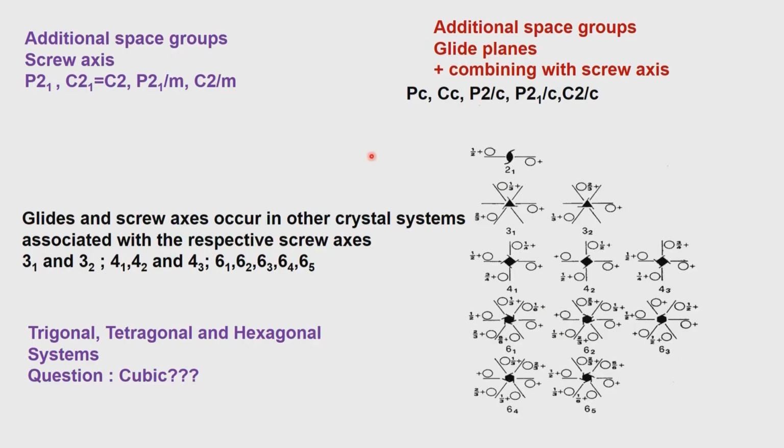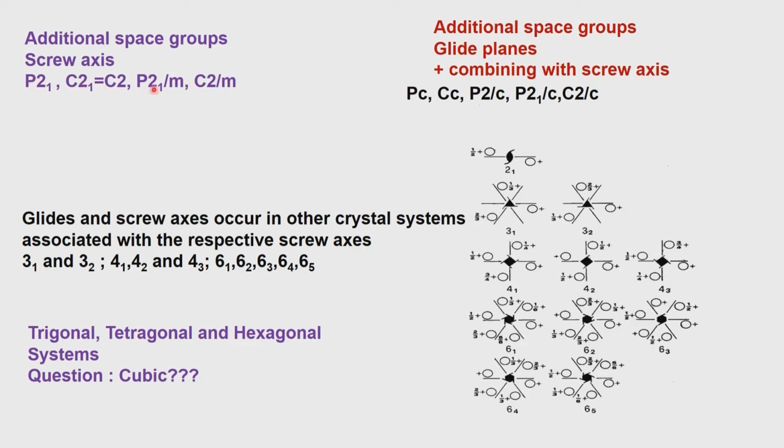So, what happens with the presence of the 2 1 screw and with the presence of the glide plane? You get additional space groups. Now, the additional space groups you will get from the 2 1 screw axis are P21. You can also get C21. We will later on show it is nothing but C2. There is nothing called C21. We will show that in terms of derivation of the equivalent points, probably in the next class. And then we have the space group P21 by M, and since 2 1 cannot exist with the C glide, we will have C2 by M.